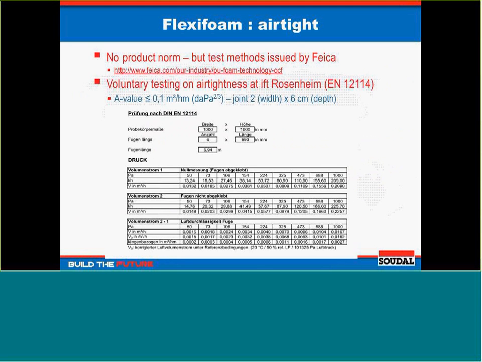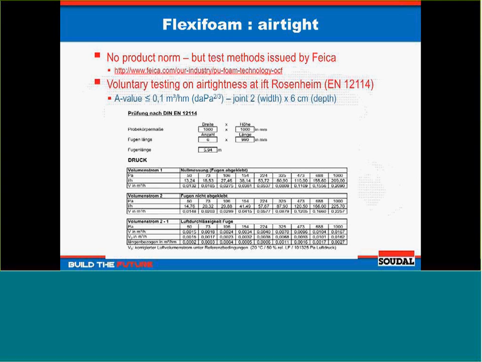So our product Flexifoam was, for instance, also tested on airtightness. There is no product norm for foam, sadly enough. There are test methods issued by the industry, represented by FICA, not on airtightness. This is a voluntary testing we've done. You can see right in the below corner that the air loss is very limited.